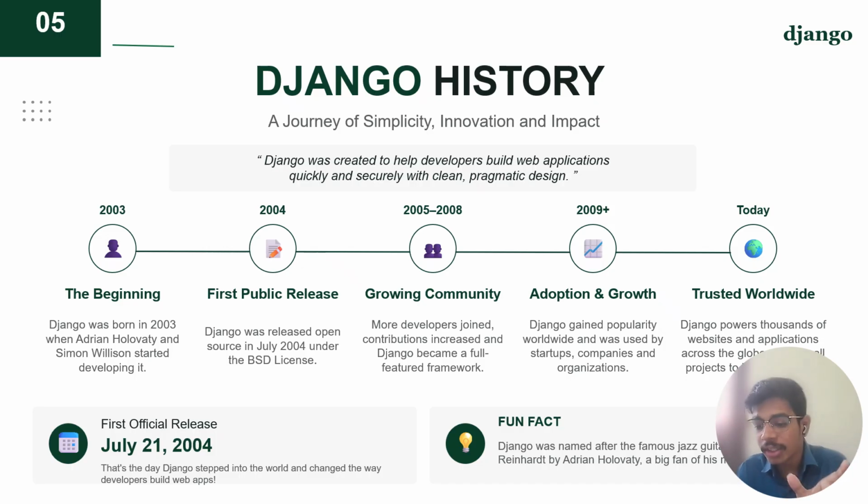From 2009 onwards, Django gained worldwide popularity. Many startups, companies, and organizations started using it for developing their web applications. Today, Django powers thousands of websites and applications across the world. An interesting fun fact mentioned in this slide is that Django was named after the famous jazz guitarist Django Reinhardt, because Adrian Holovaty was a big fan of his music. Now let's understand how Django actually works internally.